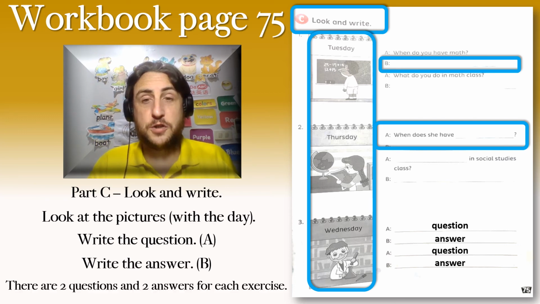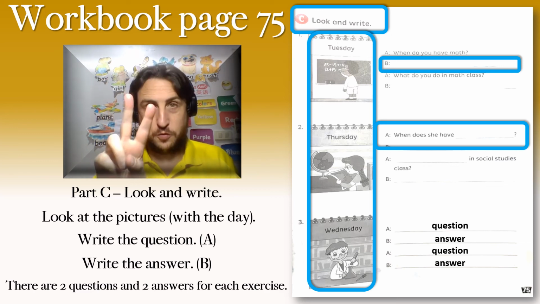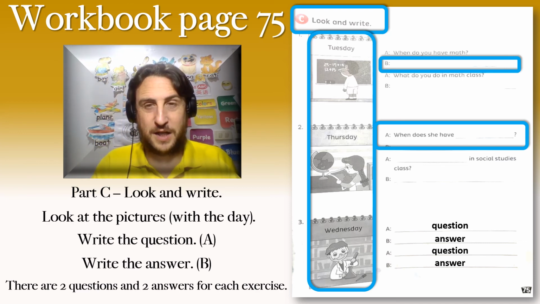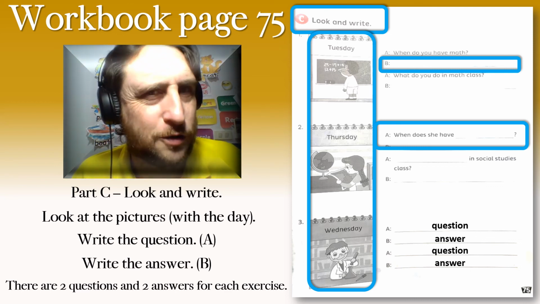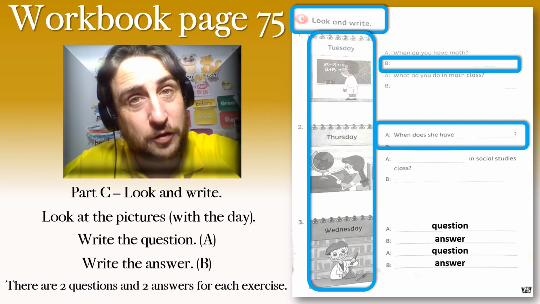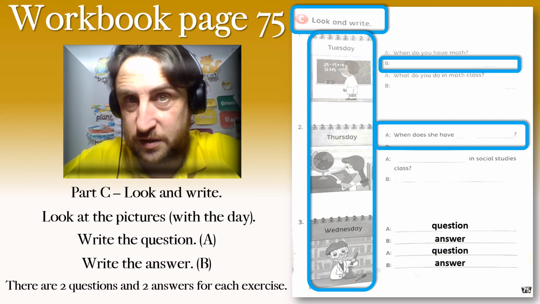So for each part, number 1, number 2, number 3, there are 4 things to do. 2 questions and 2 answers, okay? So I think one question will be when and one question will be what. They are our 2 questions in unit number 7. So you need to write them and then you need to answer them.